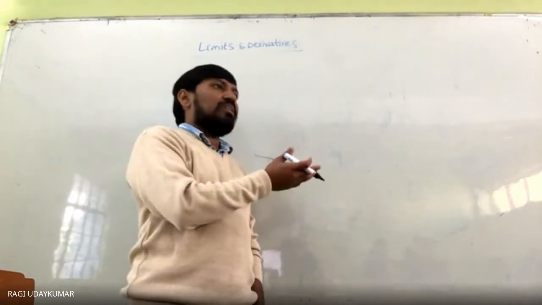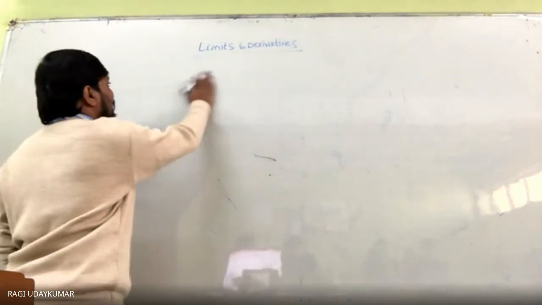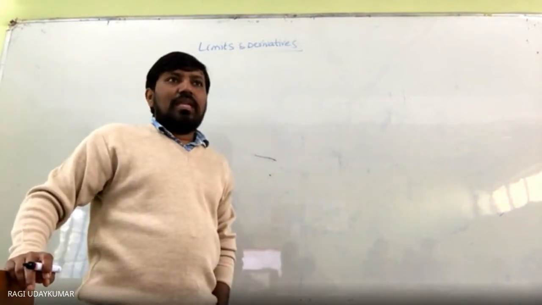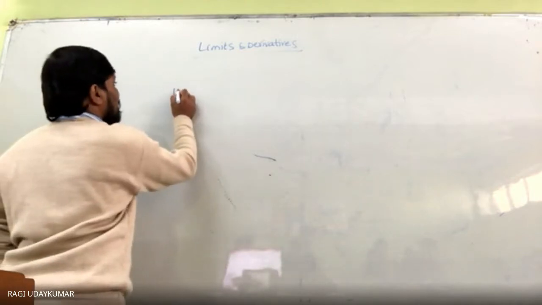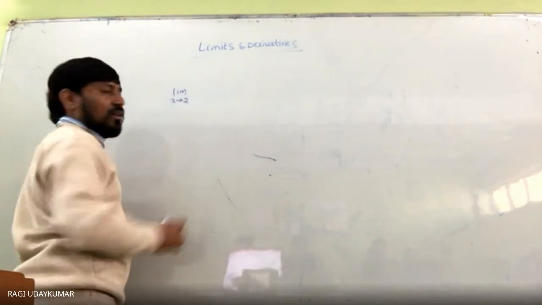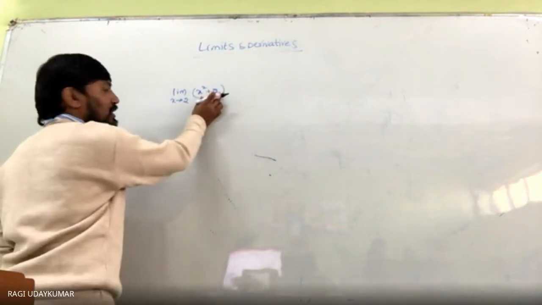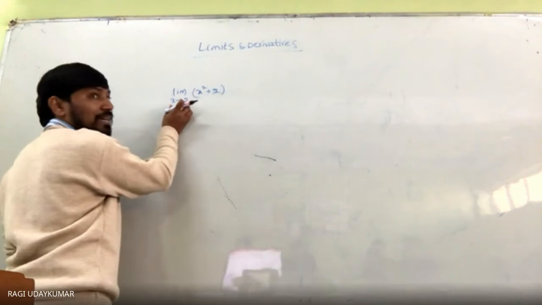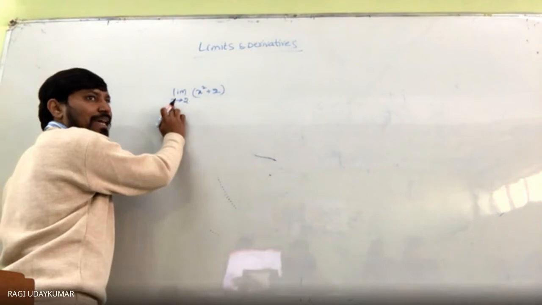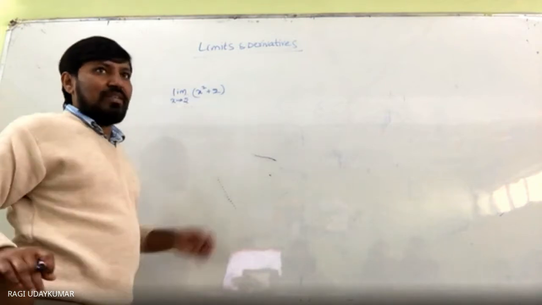Actually, the limits concept comes from this. Limit is nothing but whenever you are taking a function into consideration, limit x tends to 2 of x square plus 2. This is one function, x square plus 2, and we read this as the limit as x tends to 2 of the function x square plus 2. That is the meaning of this.